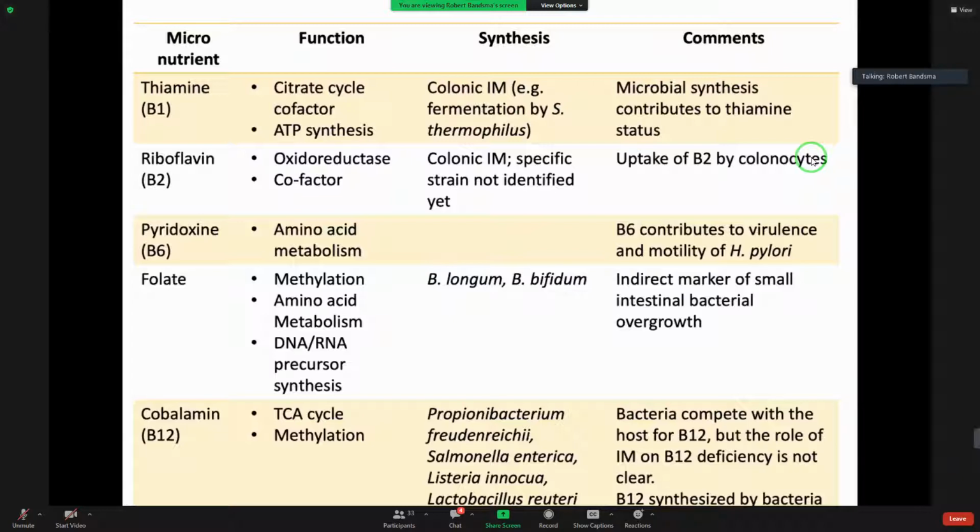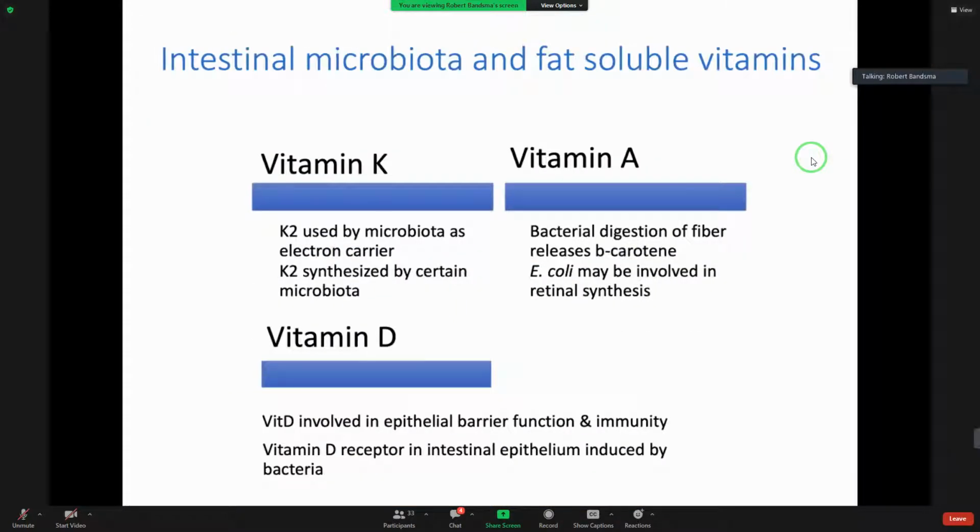There is definitely a strong relationship between many of these water-soluble vitamins and your microbiome, with specific microbes affecting the synthesis of certain vitamins. Also, for the fat-soluble vitamins, similar relationships have been found. This is for vitamin K, A, and D.